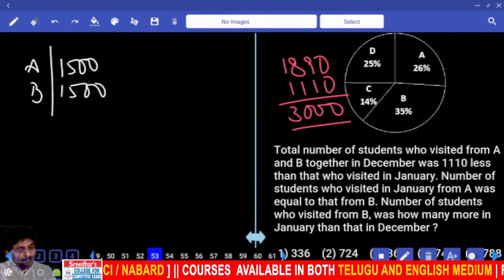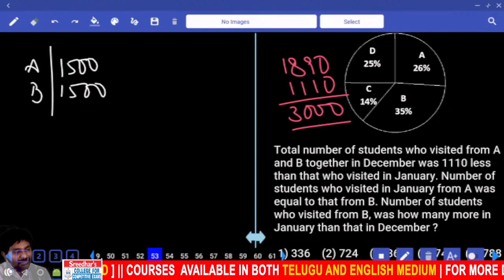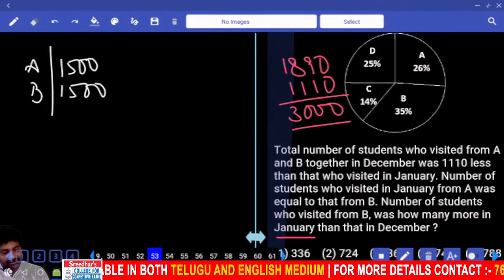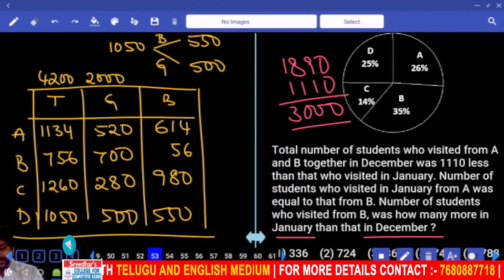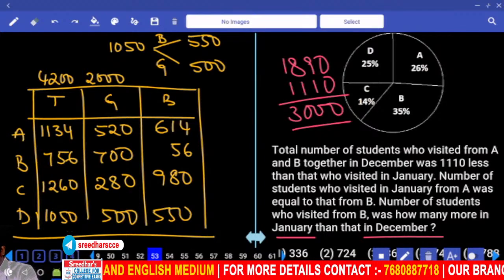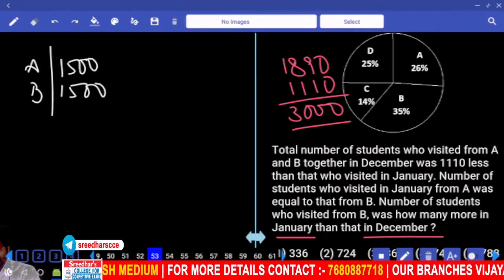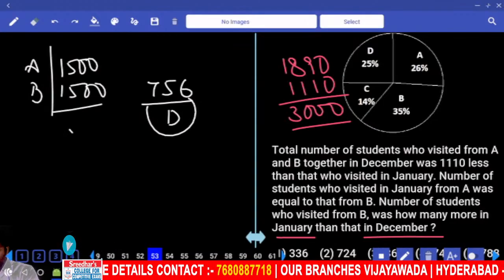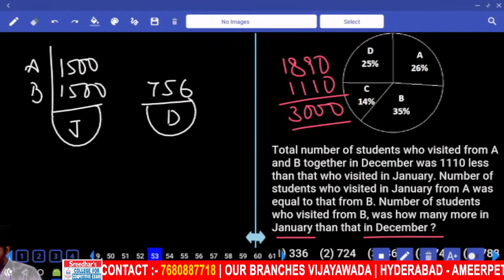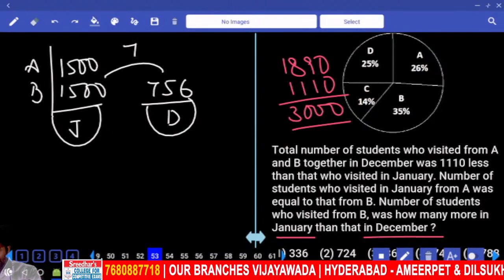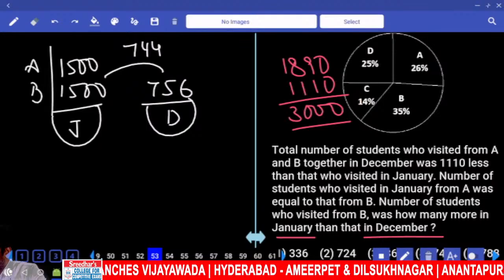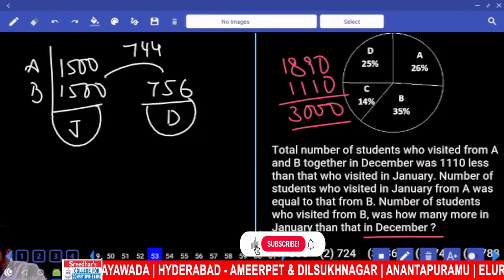Next. Number of students who visited from B was how many more in January than in December? B, it was 756. 756, these are in December. And in January we have 1500. Question is difference. 744. Understood? Sure.